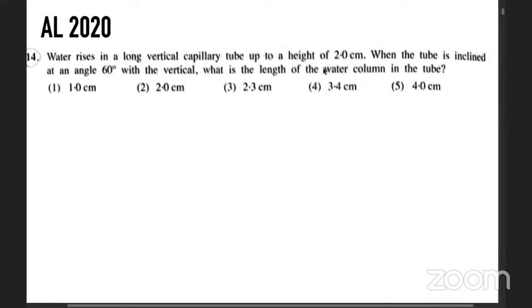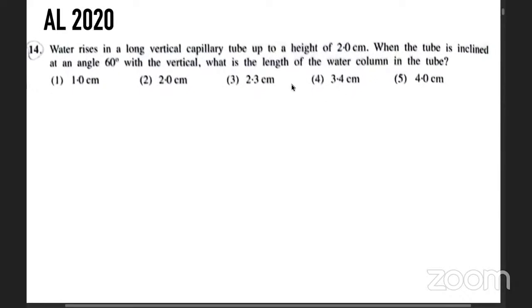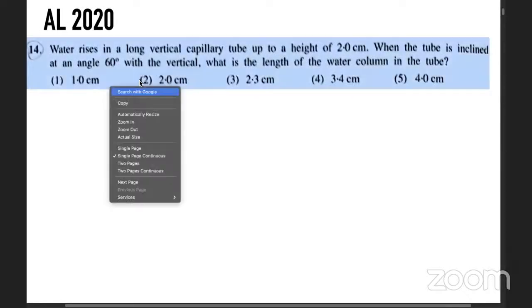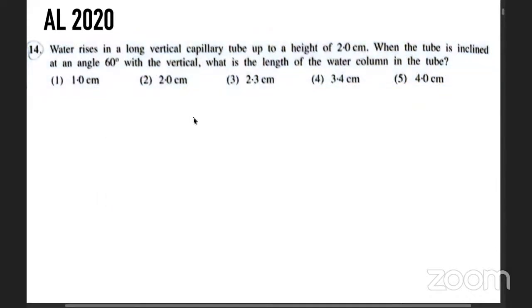Water rises in a long vertical capillary tube up to a height of 2 centimeters. When the tube is inclined at an angle of 60 degrees with the vertical, what is the length of the water column in the tube? Okay, so this is something we have done before under pressure.